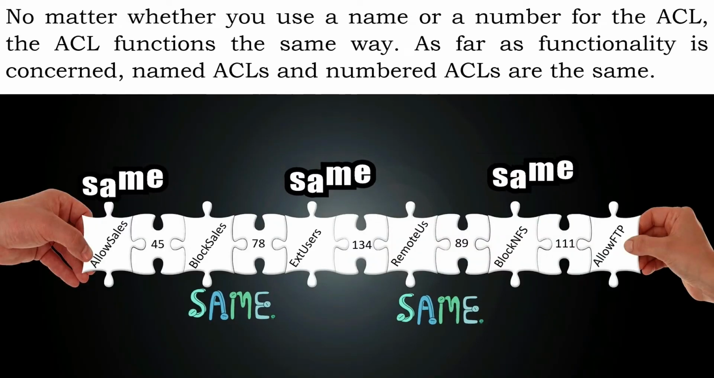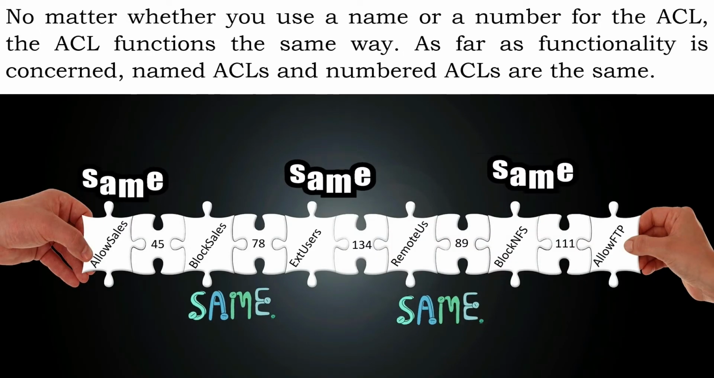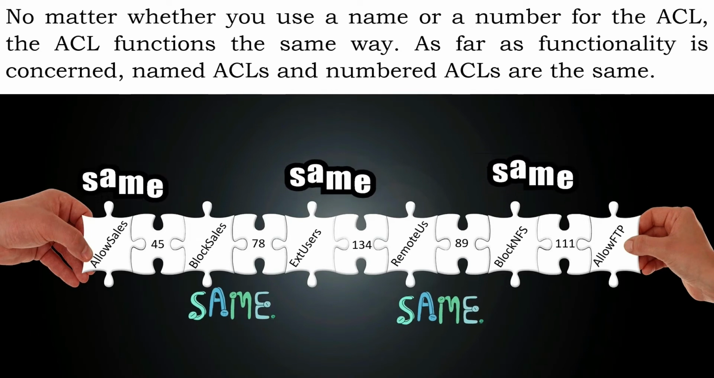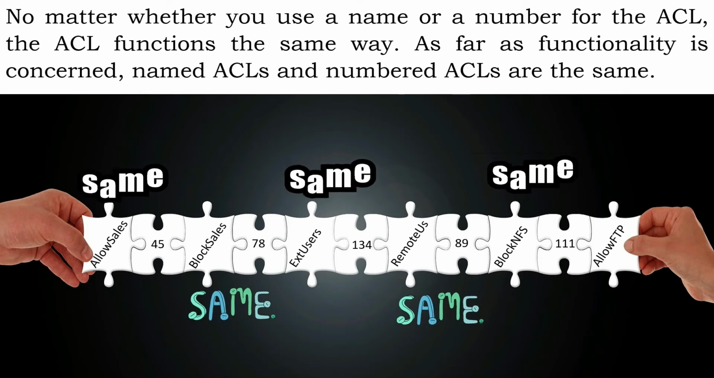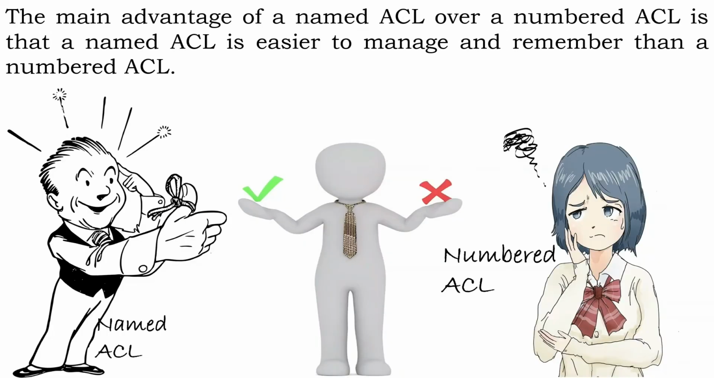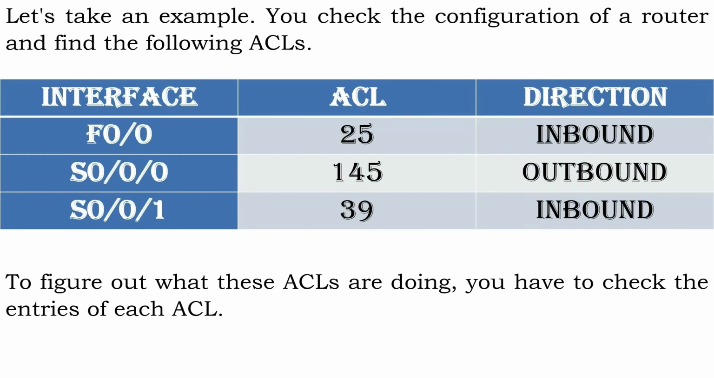No matter whether you use a name or a number, the ACL functions the same way. As far as functionality is concerned, named ACLs and numbered ACLs are the same. The main advantage of a named ACL over a numbered ACL is that a named ACL is easier to manage and remember than a numbered ACL. Let's take an example. You check the configuration of a router and find the following ACLs.